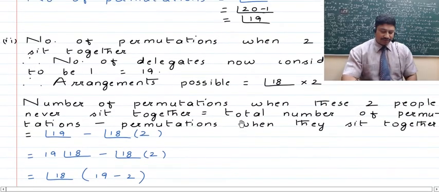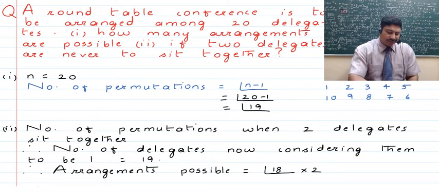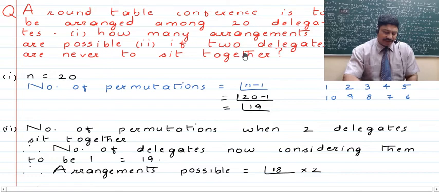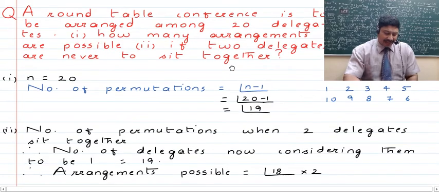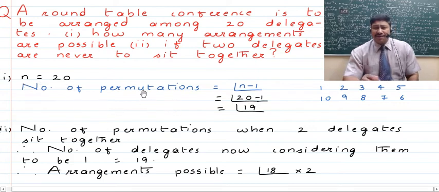So I'll just quickly discuss all this. In the question, children, we've been given a roundtable conference which is to be arranged among 20 delegates, and you have to find the number of arrangements which are possible. This is the most straightforward part: the total number of people is 20, and the number of arrangements possible is factorial of n minus 1, which in this case is 20 minus 1. As such, it will become factorial of 19, right?